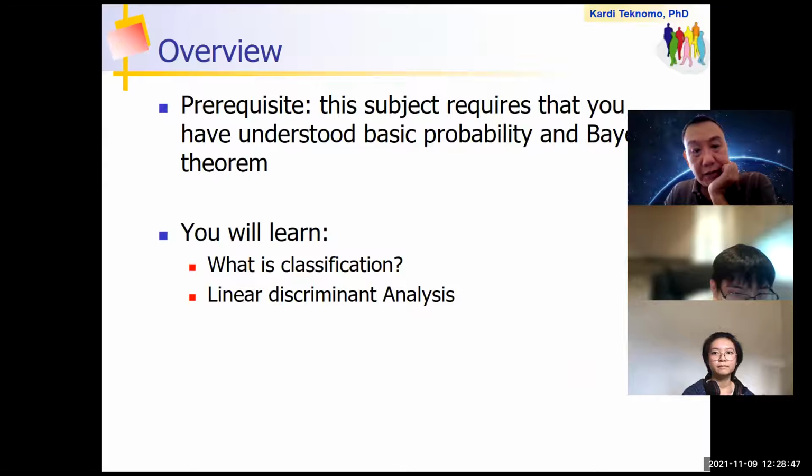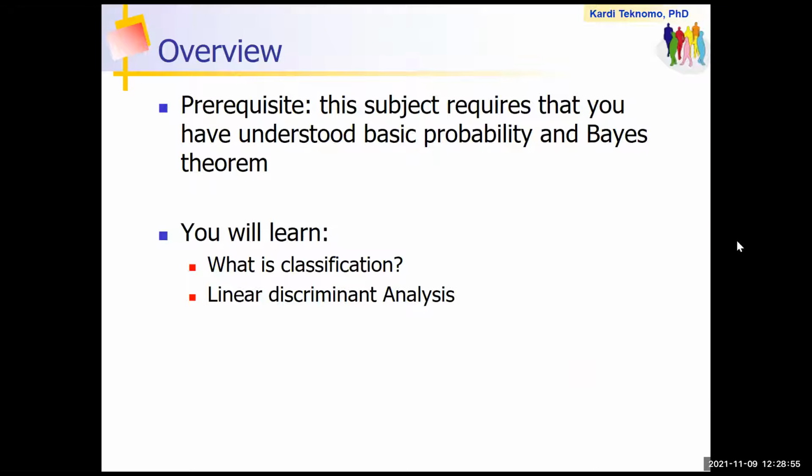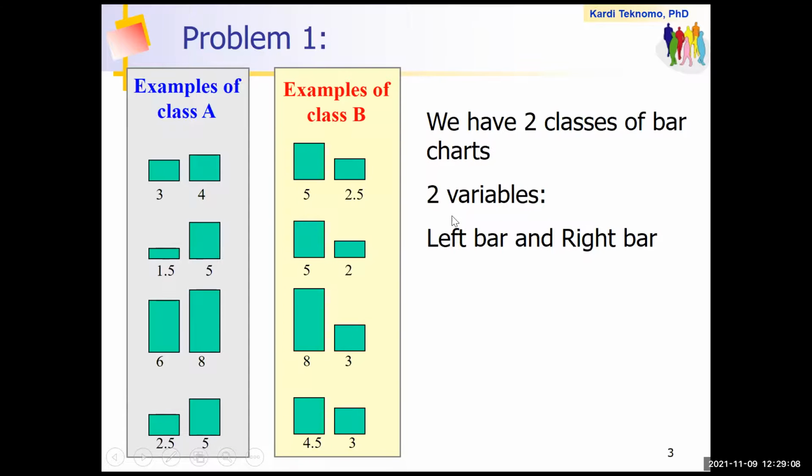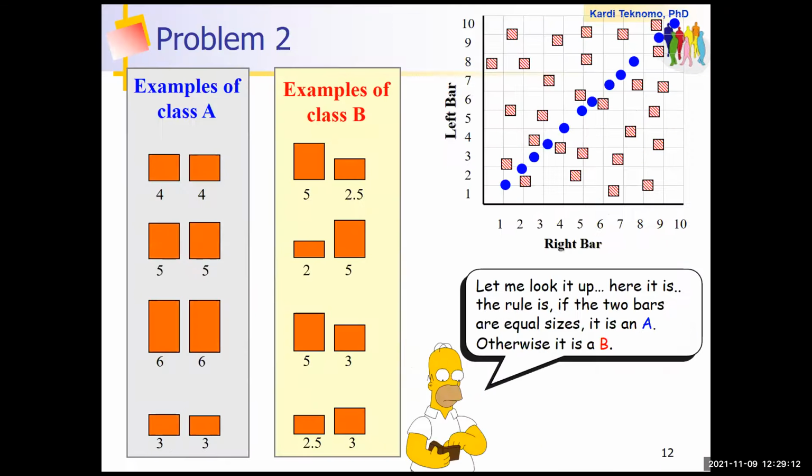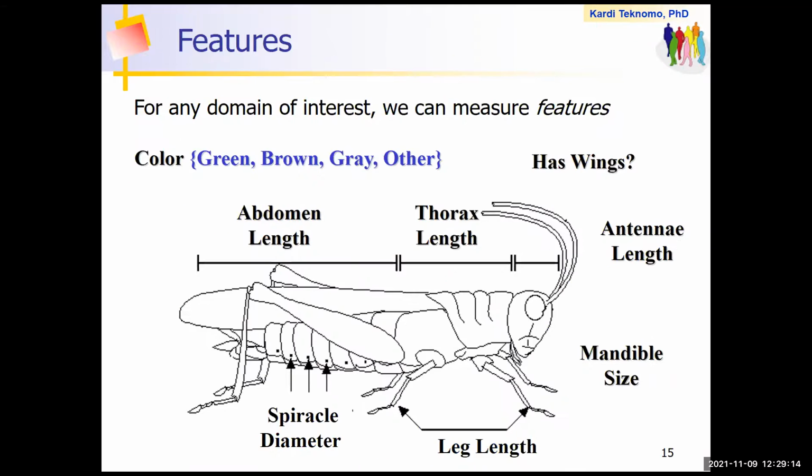The first part is what is classification? We already discussed last time. Okay, so this subject requires you to understand the basic probability and Bayes theorem. So I need to give you that. This is the first time so that you will know. You remember this example from last time, so I will just skip this because you already learned it.